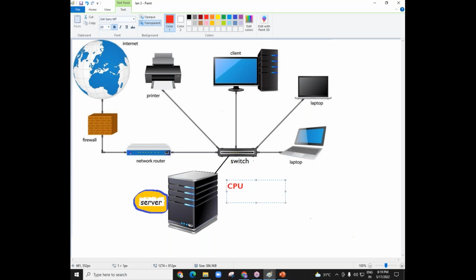CPU can be i3 or i5 or i7, whatever. Then RAM, it can be like 8 GB, 16 GB, whatever. Hard disk, that is a storage. And then we have something called NIC card. So these are the components we have in a server. Now when you go to server operating system, in server OS, my friend, there are majorly two companies.